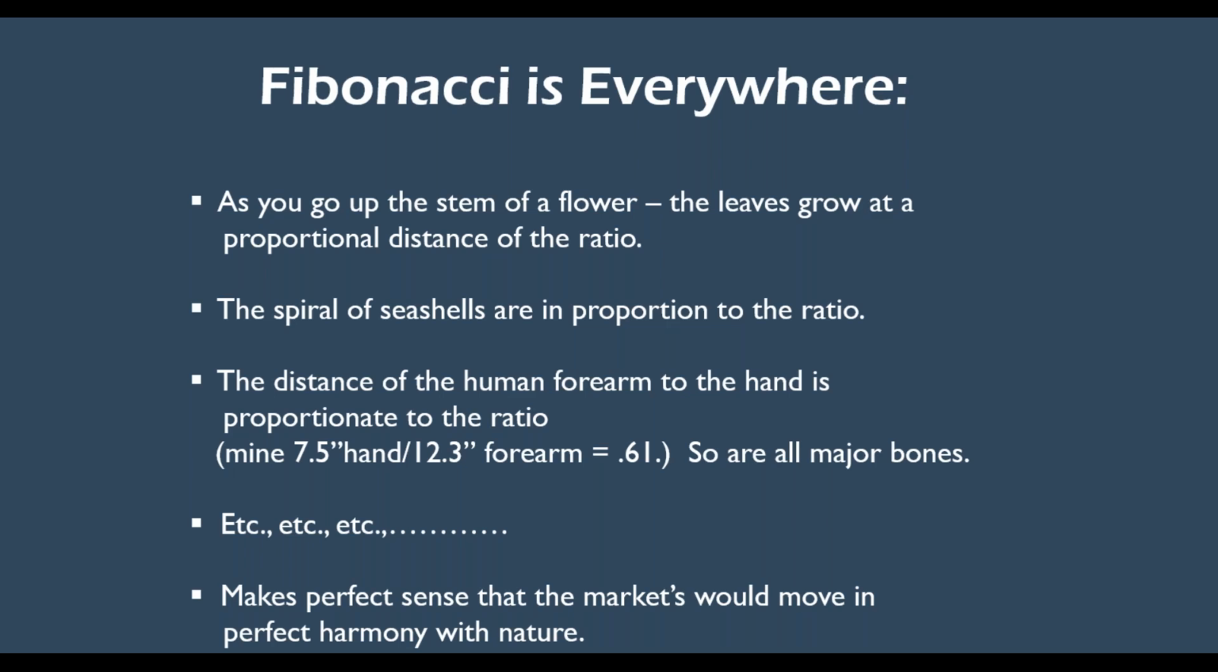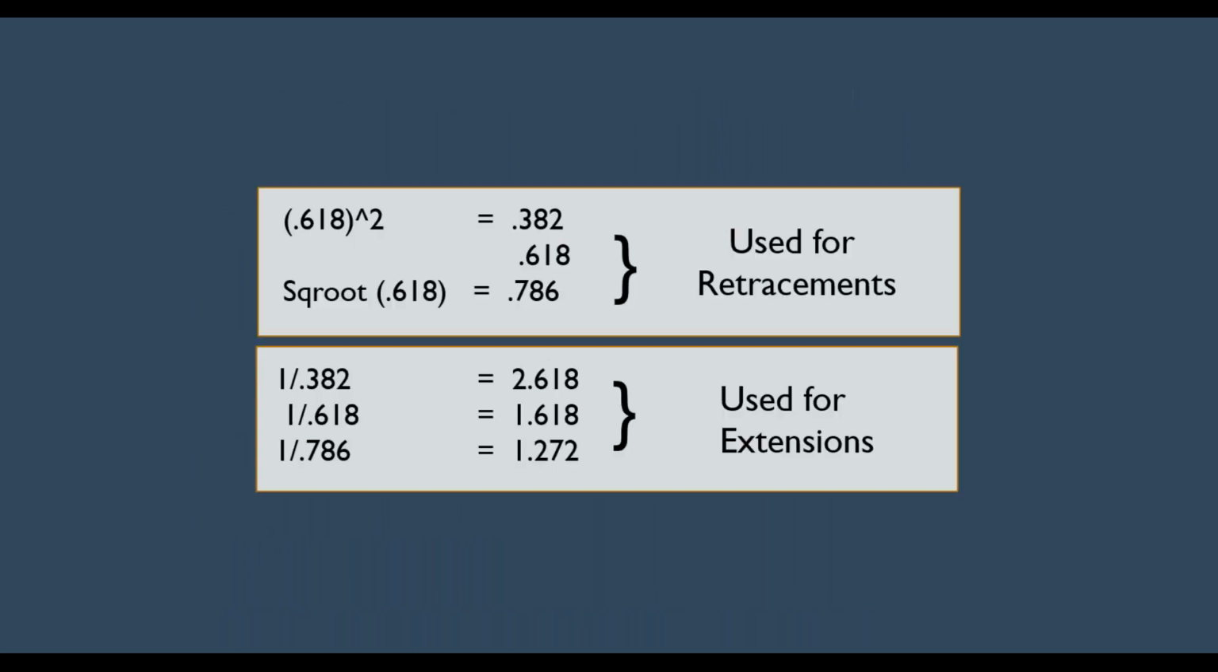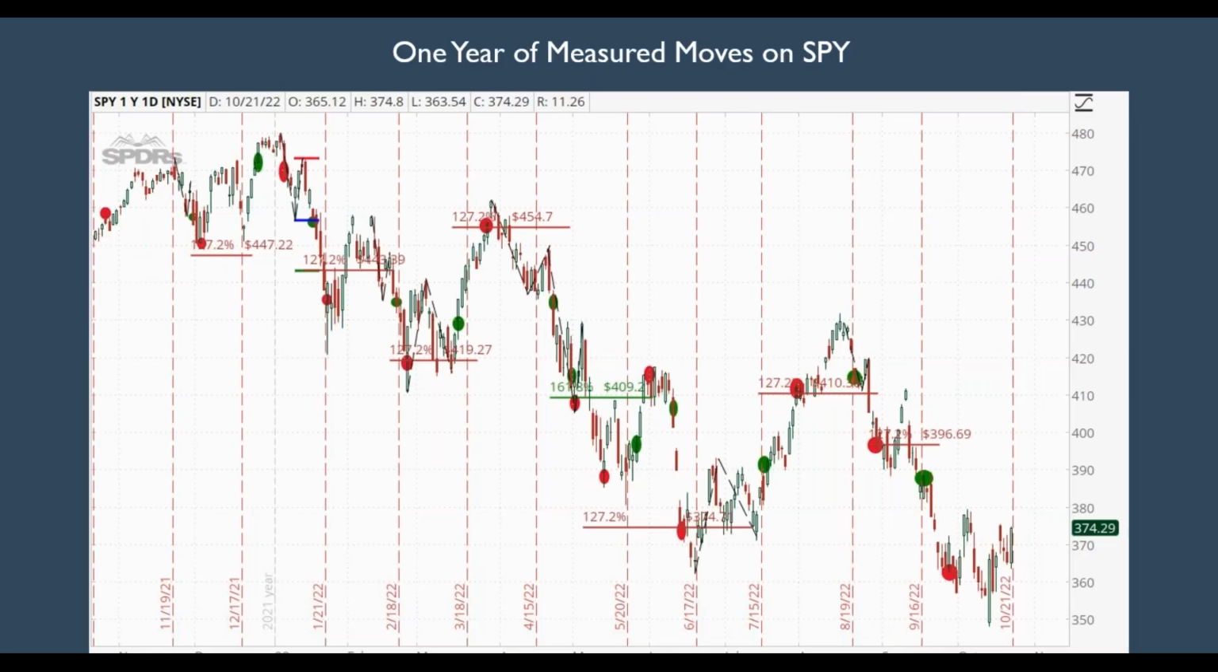So doesn't it make perfect sense that the market, which moves in perfect harmony with nature, fear and greed are part of the market, and the Fibonacci ratio will tell you when it's time to get out of a trade and take the profits. It's a wonderful combination, wonderful combination.